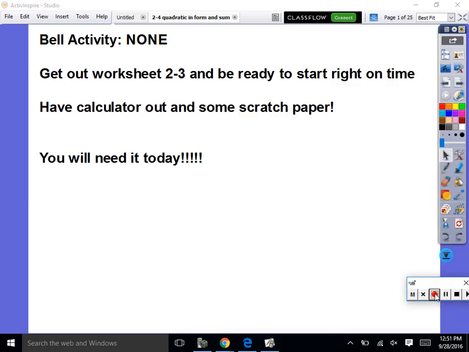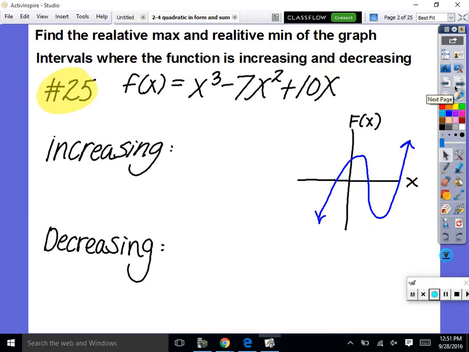So first thing, you have yesterday's assignment out. We're going to make sure that we know how to find relative max and min. We've already talked about this one day, so we're just going to make sure we're good with it on a calculator. So number 25, it says find the relative max and min. So you'll go y equals, you'll type it into your calculator.